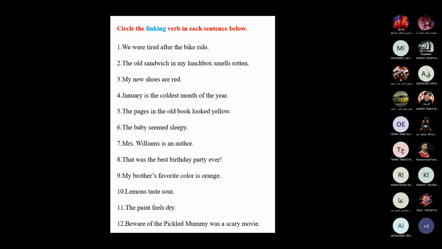Muhammad Ahmad. The question here about circle linking verb. Okay, circle the linking verb in each sentence. All the verbs in that page are linking. Understand? So, not action. No action verbs in this page. So fix your answers, please. All the verbs are linking verbs in this page, from 1 to 12. Fix your answers, Muhammad Ahmad. Muhammad Ashraf, excellent. Abdulaziz. Okay, excellent.